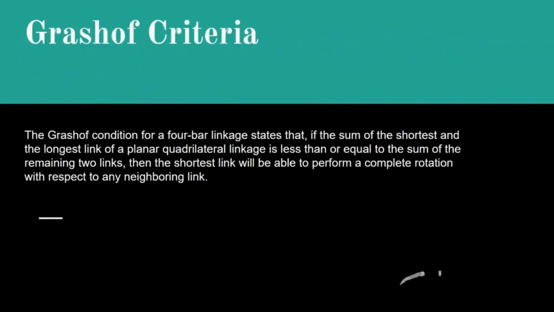So coming to the Grashof criteria, it states that in a 4-bar mechanism, if the sum of the shortest and the longest link is less than or equal to the sum of the other two links, then the shortest link will rotate completely with respect to all other links.